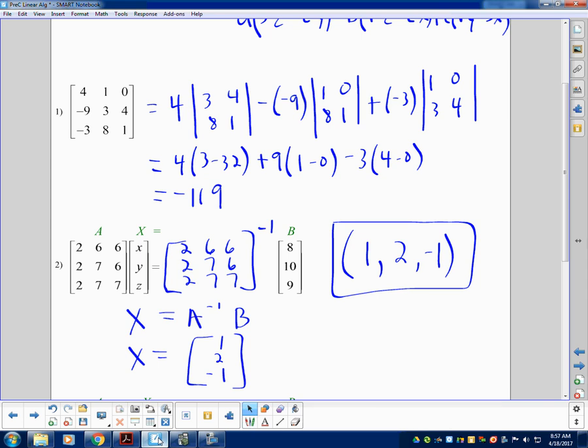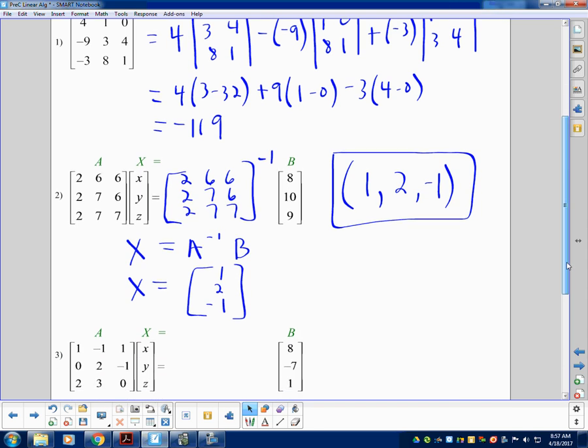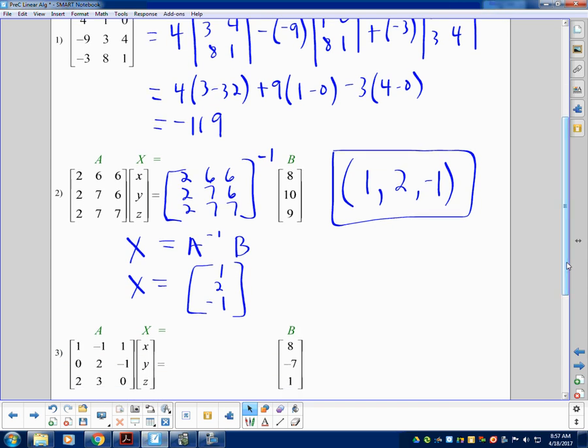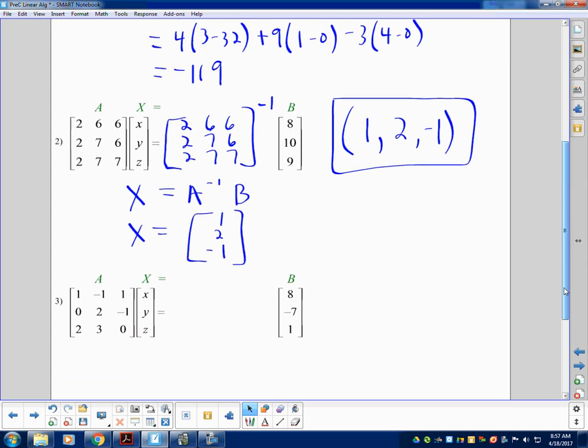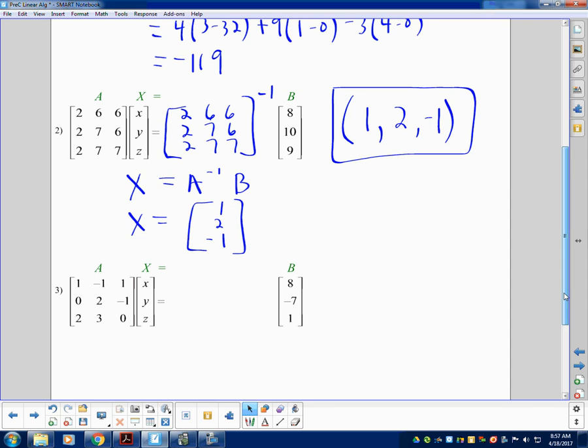This was just a matrix equation. I'm not trying to connect it to any type of system of equations. So we're going to skip over number 3 here. Number 3 is just doing the same thing. Like I said, all you would have to do is change matrix A and B, and then reuse that equation, A inverse B, and it will solve.